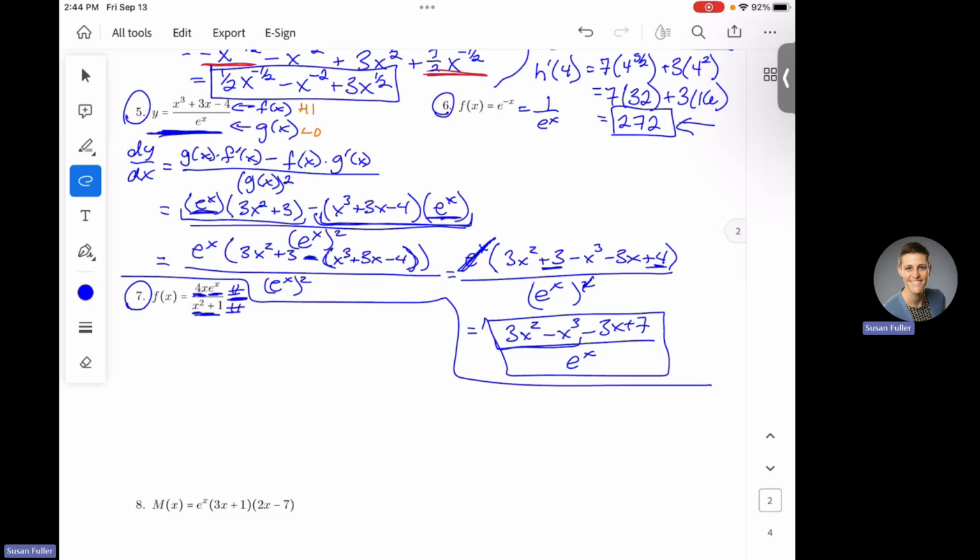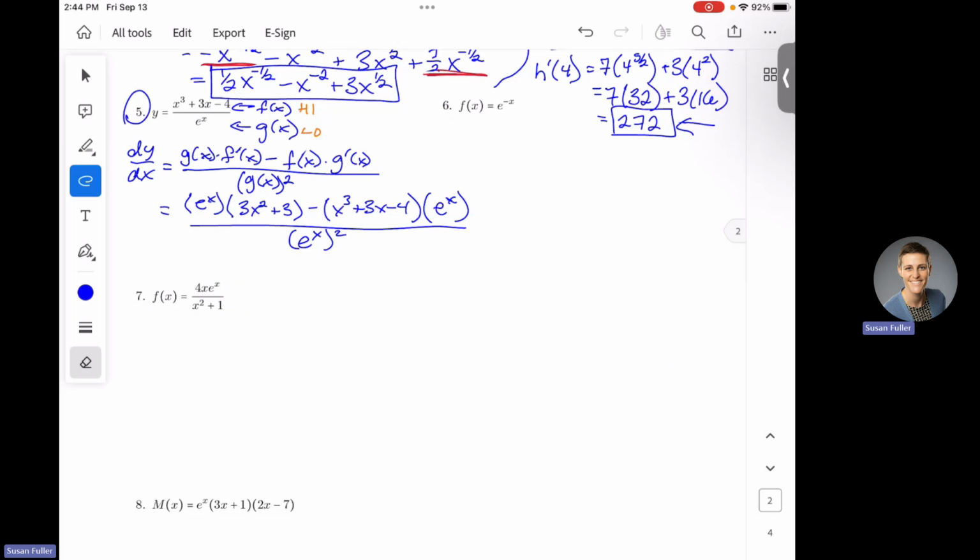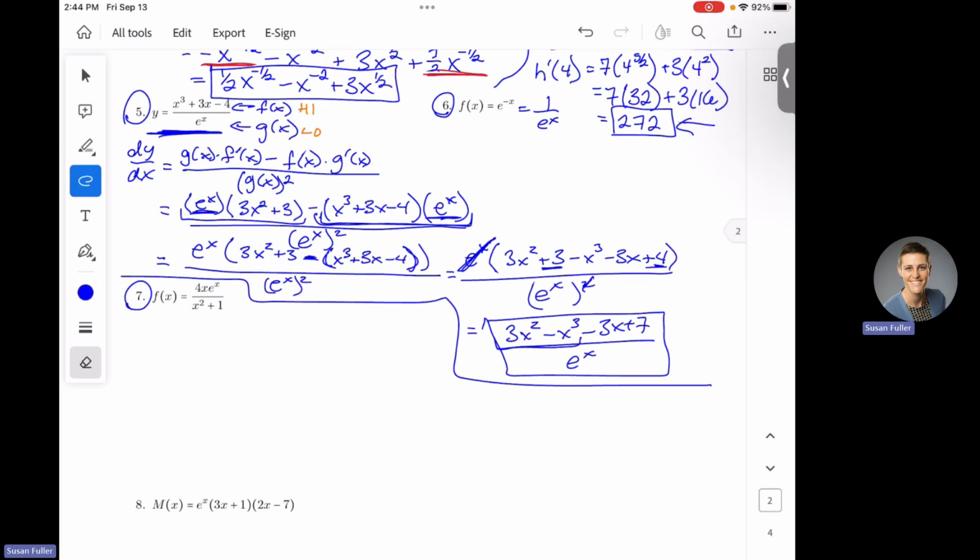That last operation is division, which means the structure of this problem is something with x's divided by something with x's. So that says to us, quotient rule. The structure of this problem is division. I'm going to apply the quotient rule to this.